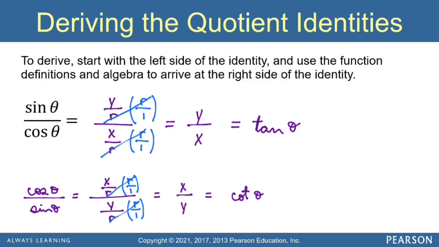And so again, these are called the quotient identities because they start with a quotient. A quotient is just a fancy way to say a division or a fraction. And so these are the quotient identities because they contain a quotient.